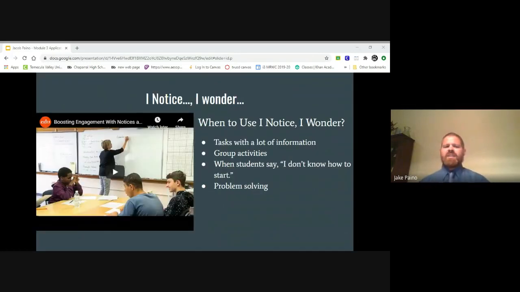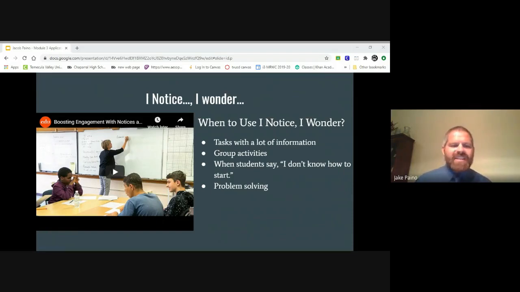This next strategy is very underrated. I love it. It's called I Notice, I Wonder. I'll use it on almost every word problem, and any problem with graphs when we're interpreting graphs. What it does is it takes a problem that has a lot of information and it slows the thinking process down. Instead of just jumping right into it, let the kids actually think about the problem.